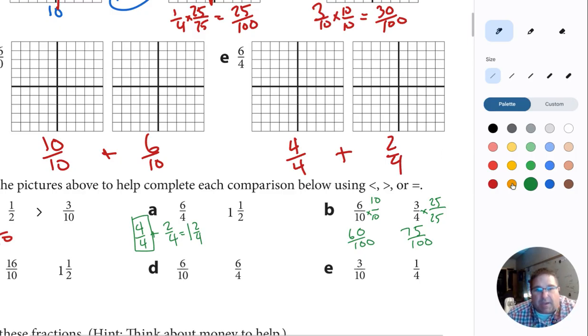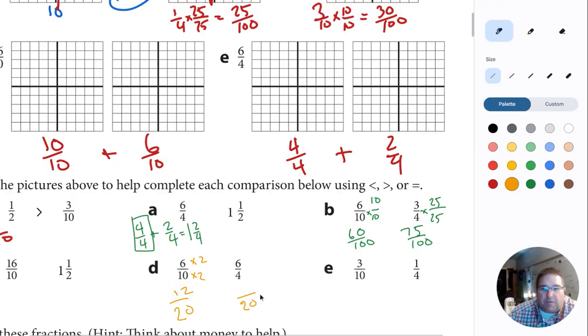We could also get common denominators. Instead of doing money, we could also just think about getting a common multiple, right? We know we could write these both as something over 20. Well, 10 times what is 20? Well, 10 times 2. Do the same to my top. So 6 times 2, that's going to be 12.